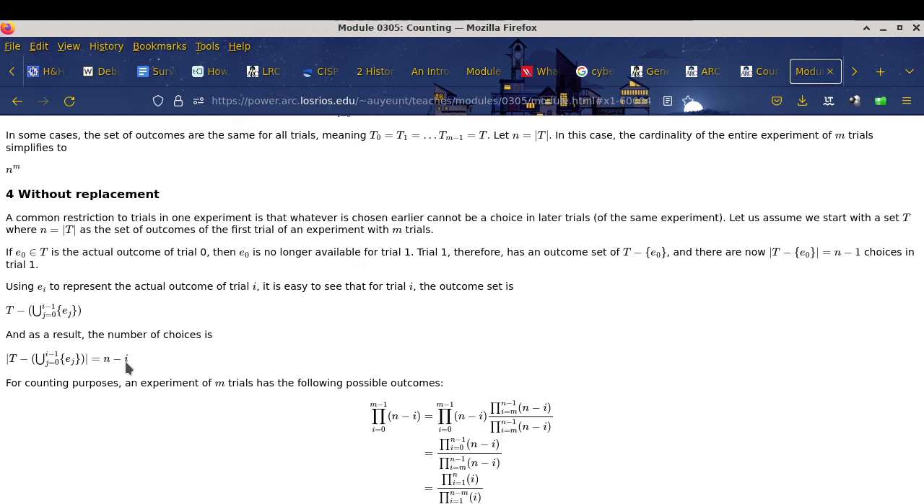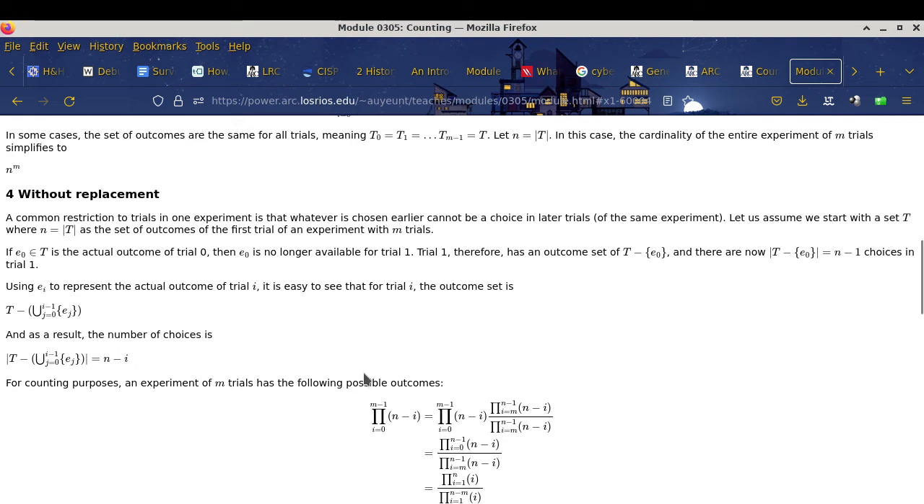So there are I elements that we are removing from T. T had n elements to begin with, and that's why the cardinality of this entire thing is just n minus I, because we started off with n elements. For each trial, we remove one item from the bag, and after I trials, we have n minus I choices left. Is that okay? Okay, all right.